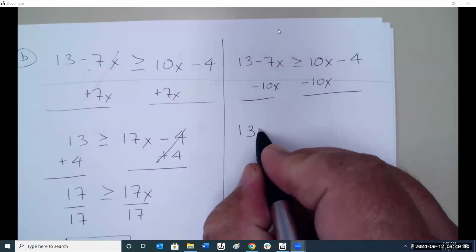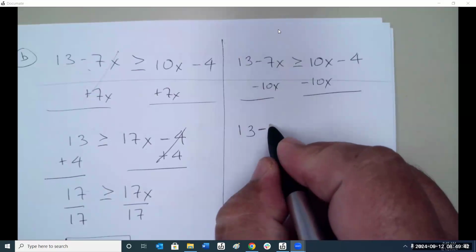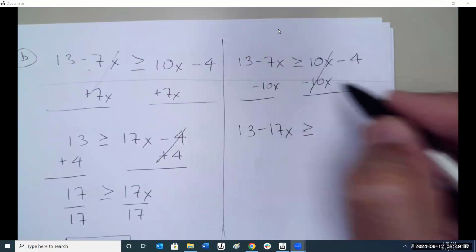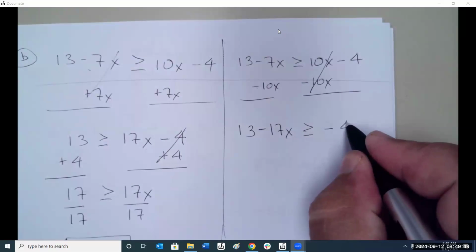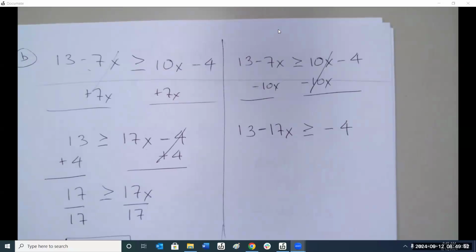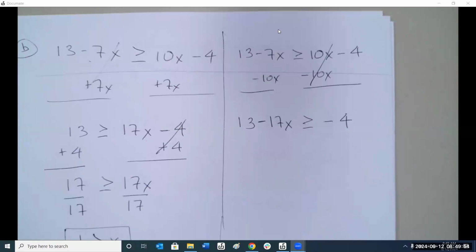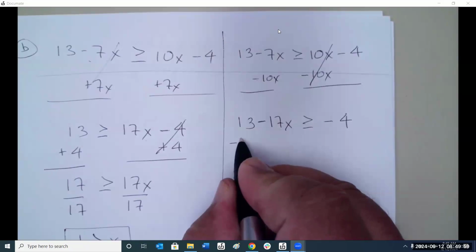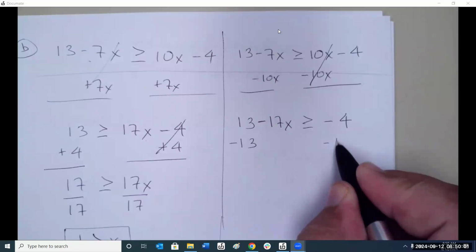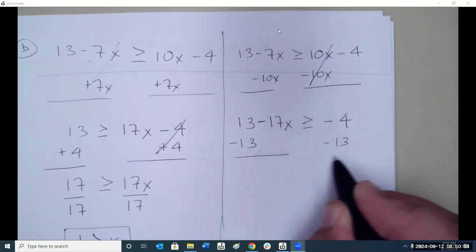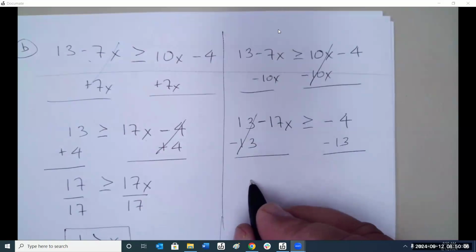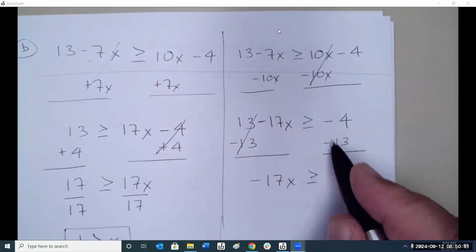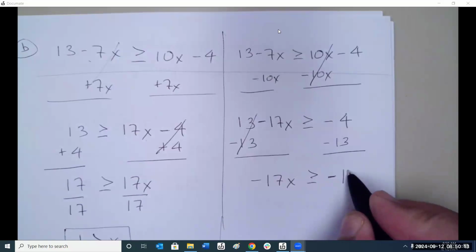They're both negative, so the answer is negative. Add the numbers. 10 plus 7 is 17, so it's minus 17x. Get rid of the 10, so we have negative 4. We have x's there, so we get rid of the 13. Subtract 13 from both sides. They're both negative, so we add the numbers.